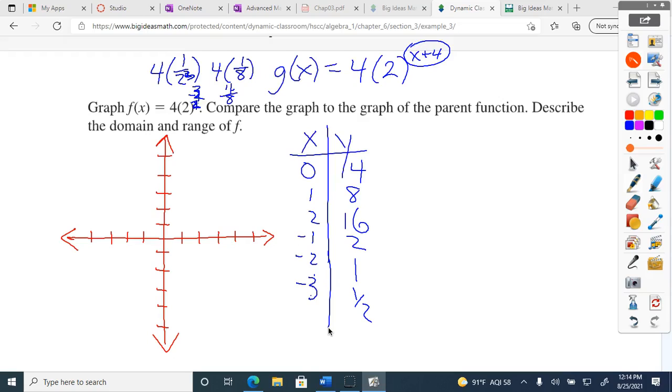And then you just graph them. All right. So 0, 4; 1, 8. That's 5. We'll say 6, 7, 8 would be about up here somewhere. I'm just guesstimating. Y'all have the graph paper, so it should be easier for you. 2, 16. Like I said, I'm going to leave it on my table, but I'm not actually going to graph it. Okay. -1, 2 would be right there. -2, 1 is right there. -3, 1/2 would be right there.